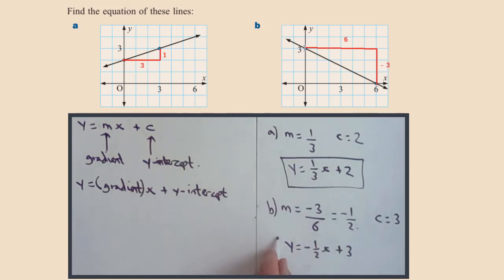So all you need to do is find m, find c, and that's all you need to do. If you have a negative c, say this c was minus 3, you wouldn't write y equals minus a half x plus minus 3. You would just write minus 3. It just looks untidy. A bit like, say you had a gradient of 1, you wouldn't write y equals 1x, you would write y equals x.